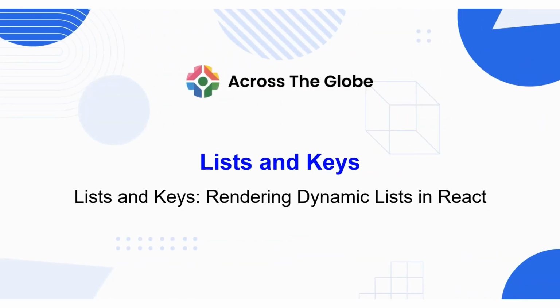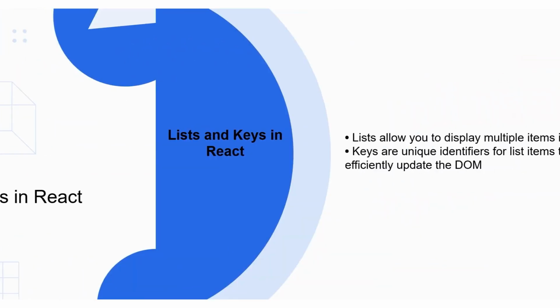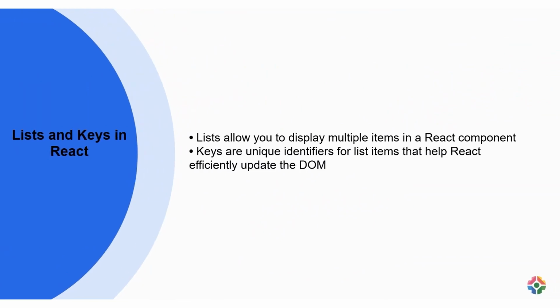Today we will learn about lists and keys. Lists are crucial in React for showcasing multiple items within a component. They enable you to present data more efficiently. Keys are vital in React lists since they are unique identifiers for individual list items. Keys aid React in managing and updating the DOM more effectively.